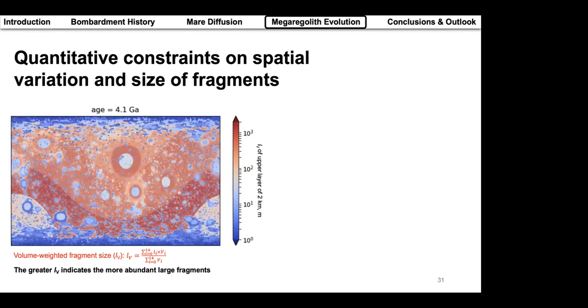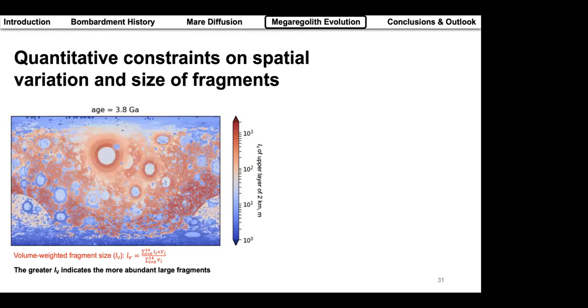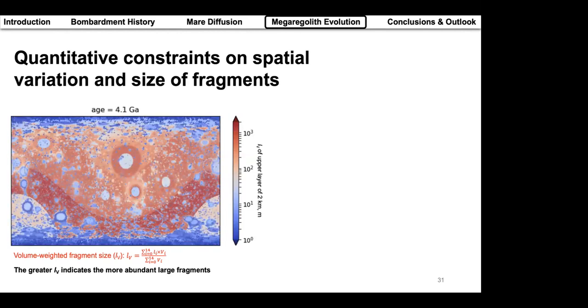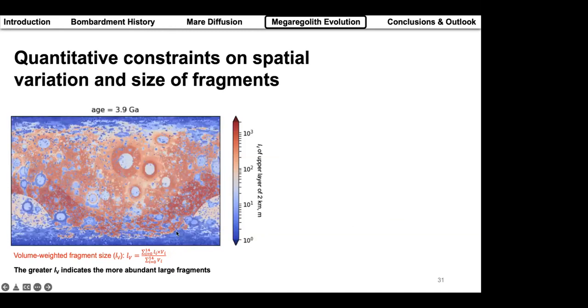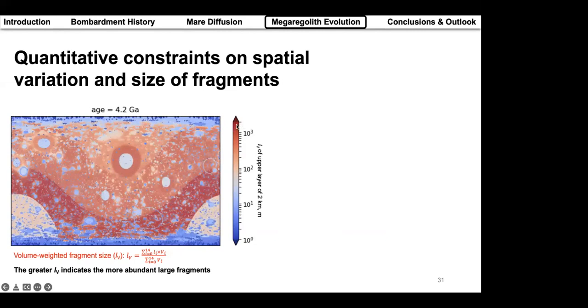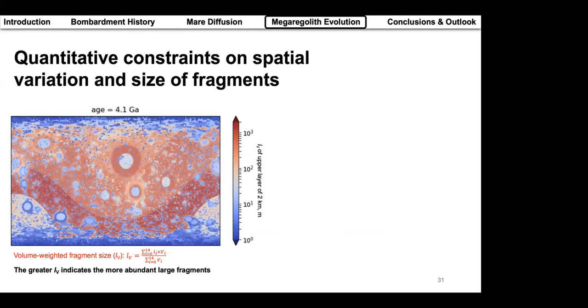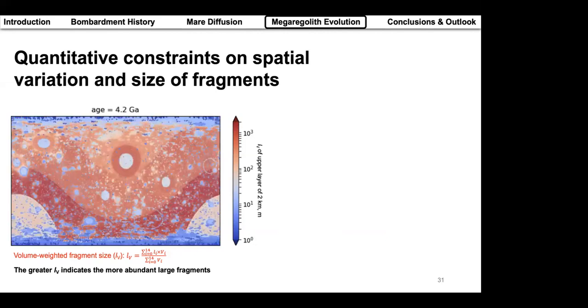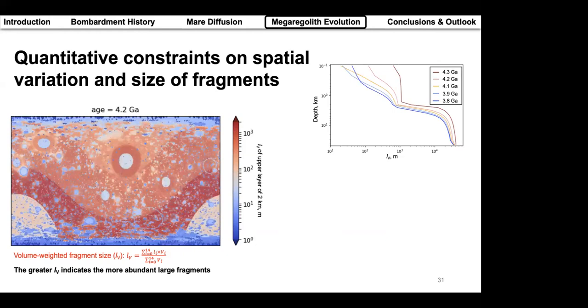So in this plot, for example, the blue color, 1 meter of LV, suggests that in the top 2 kilometers, the majority of the fragments are of meter scale. And the red regions suggest that the majority of the fragments in the top 2 kilometers are of kilometer scale. Then with this simulation, we can do the global average corresponding to different time periods.